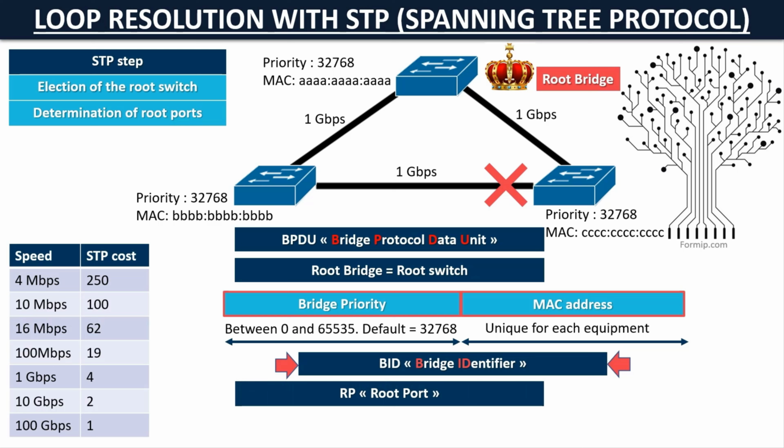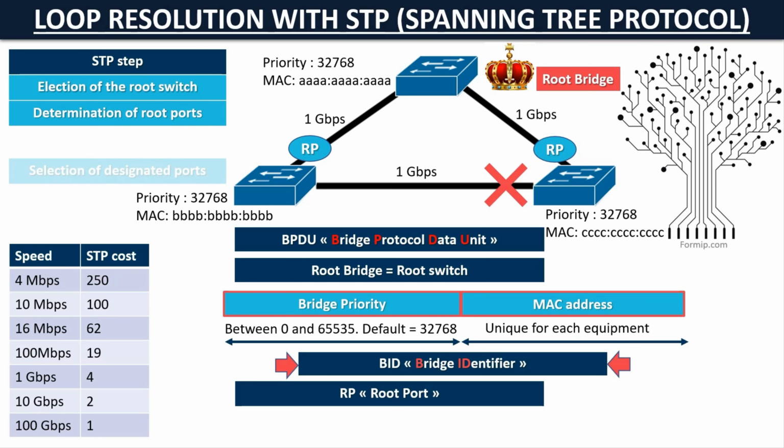The root port, which is also known as simply RP, will be the one that leads most directly to the root switch. There can only be one root port per switch. In case of equality, that is to say that two switches have the same cost toward the bridge ID, then the port with the lowest port ID will be elected.